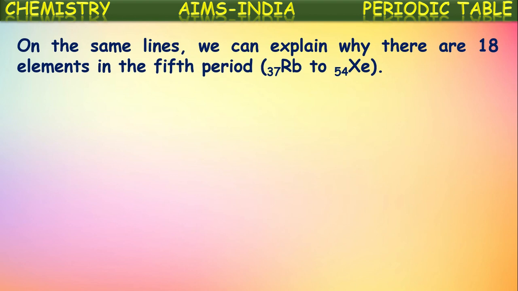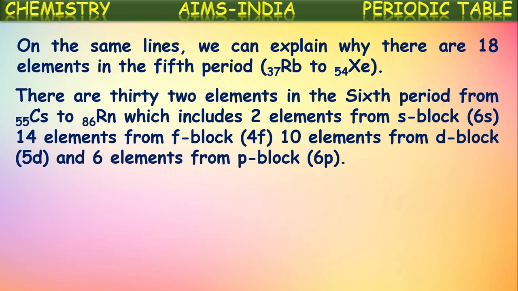In the same way, the fifth period also contains 18 elements. They are from rubidium to xenon. There are 32 elements in the sixth period from cesium to radon, which includes 2 elements from S block, 14 elements from F block, 10 elements from D block and 6 from P block. Totally 32 elements. The sixth period contains totally 32 elements. That's why you say the sixth and seventh periods are the longest periods.